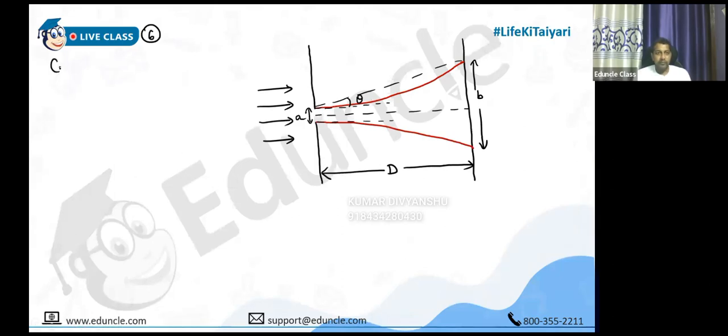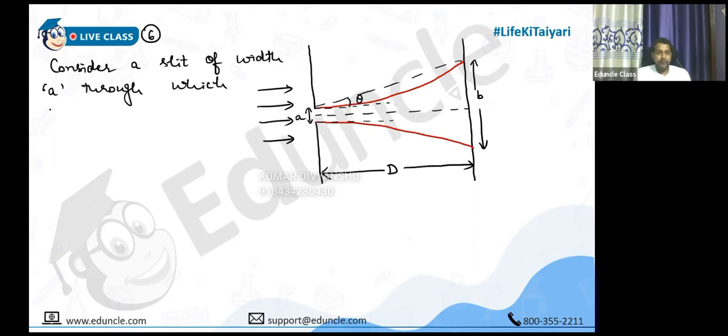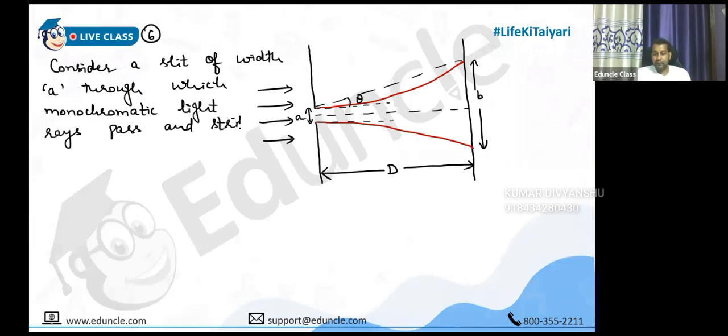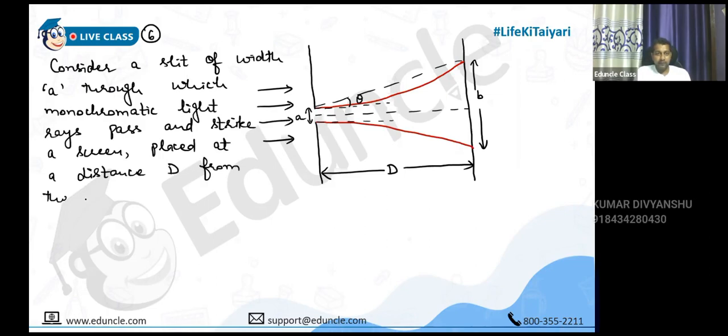Okay, so consider a slit of width A through which monochromatic light passes, and a screen placed at a distance D from the slit, as shown in the figure.